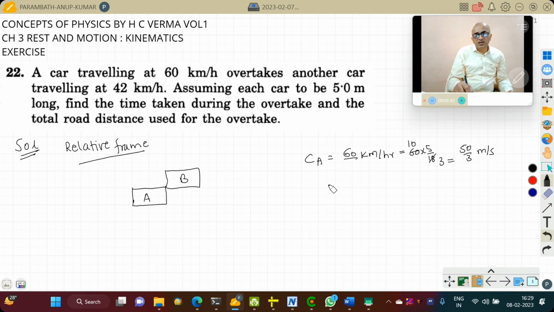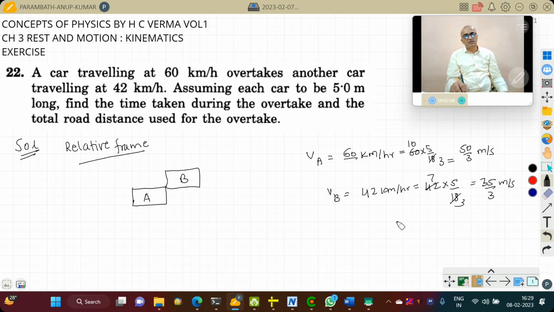And the speed of car B, I will write with the symbol VB. That is 42 km per hour, that is 42 into 5 by 18. 6 3s are 18, 6 7s are 42. Therefore 35 by 3 meters per second. So these are the speeds. Each car is 5 meters long.